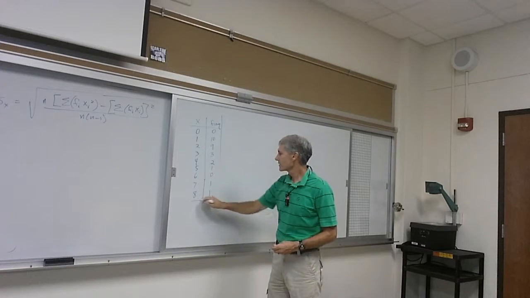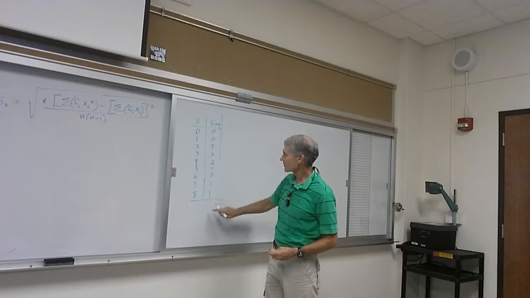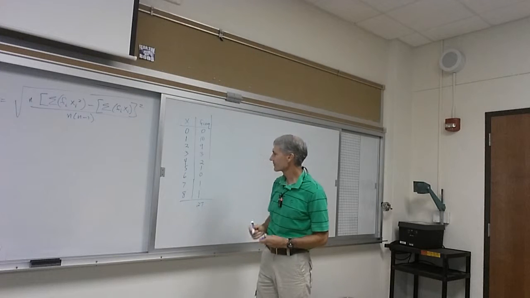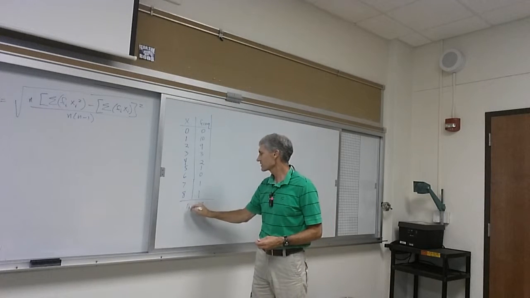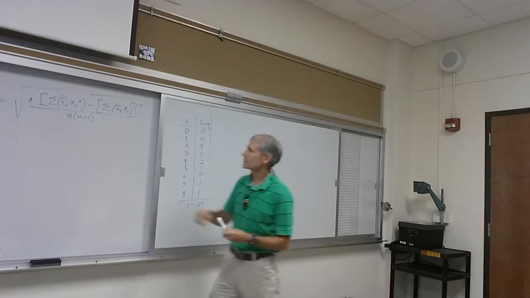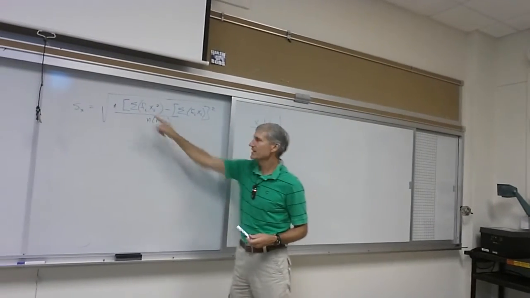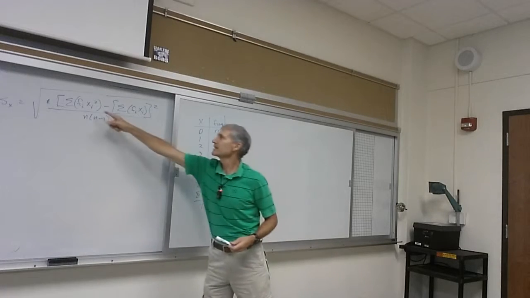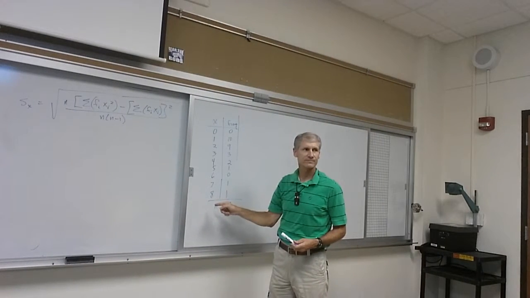All right? So, and what's the sum of these? 27. Okay? So that's our n. N is 27. Now, in this formula, the fi are these numbers. The xi's are these numbers.